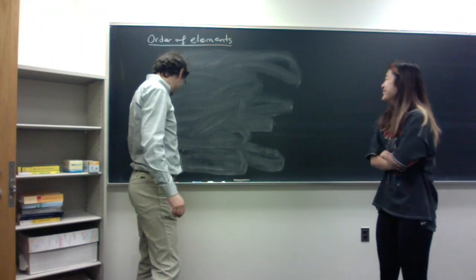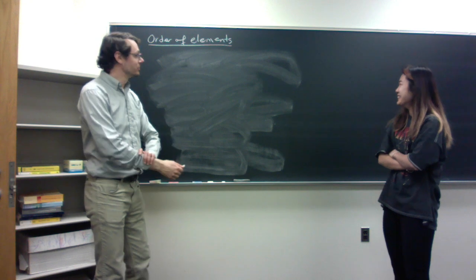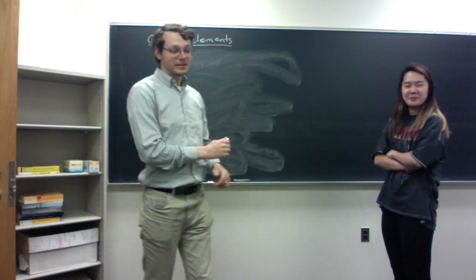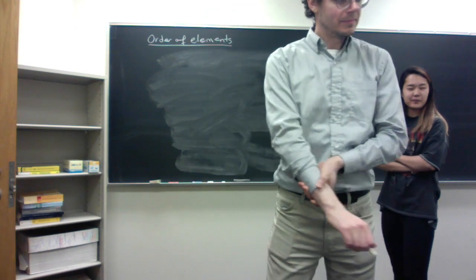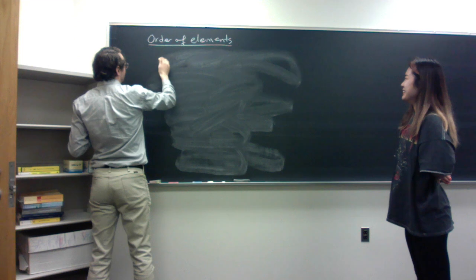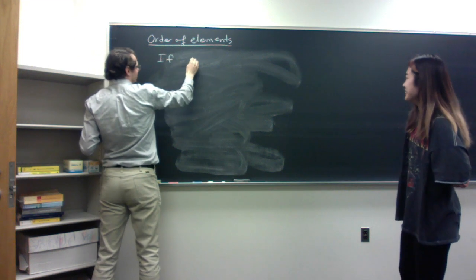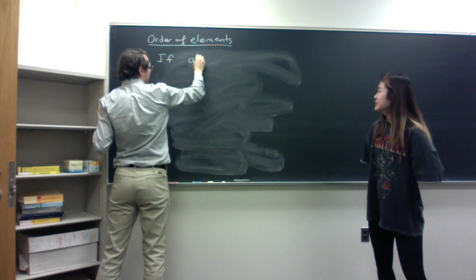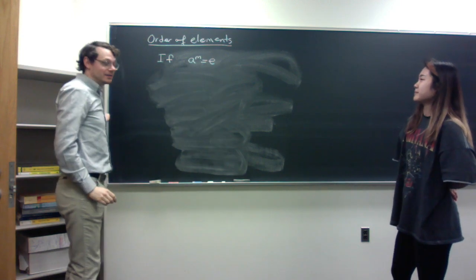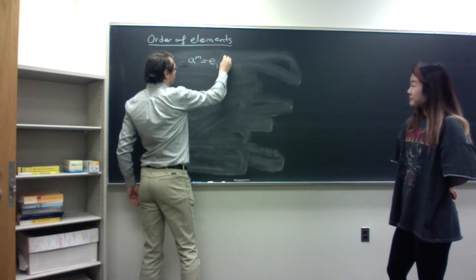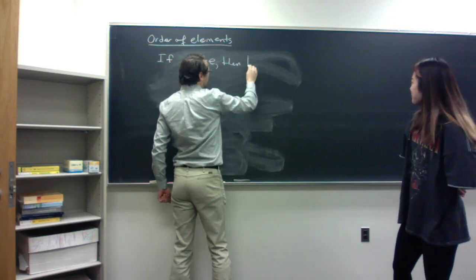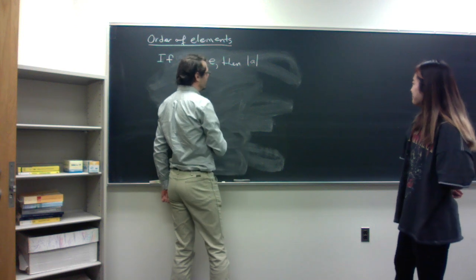Okay, so we're continuing to talk about the order of elements from the more groups worksheet. The next part of this problem asks us to consider the following. We have some element A, and we know that A to the m is the identity element. Then we're supposed to show that the order of A divides m.